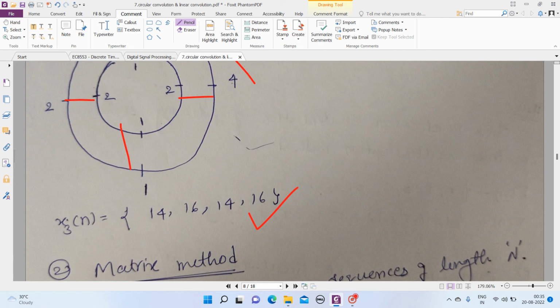Try to solve more problems based on the graphical method of circular convolution. You will get questions in the Nagoor Kani book, the Chitode book. Refer to those books, and also refer to the Ramesh Babu book.